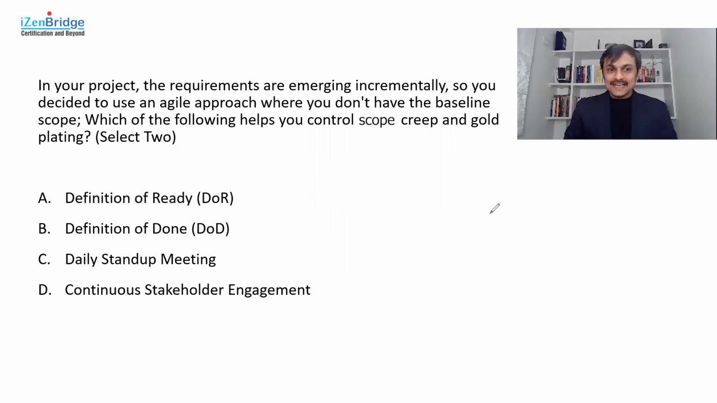Question 5. In your project, the requirements are emerging incrementally. So you decided to use an agile approach where you don't have the baseline scope. Which of the following helps you control scope creep and gold plating? Select 2. Definition of ready, definition of done, daily stand-up meetings, continuous stakeholder engagement. You can pause, pick your option. I'll take a quick pause and then we get started.